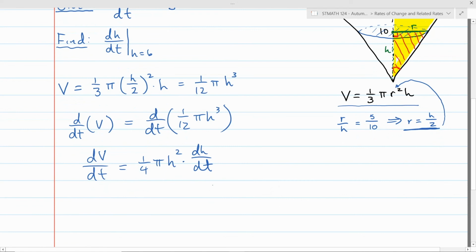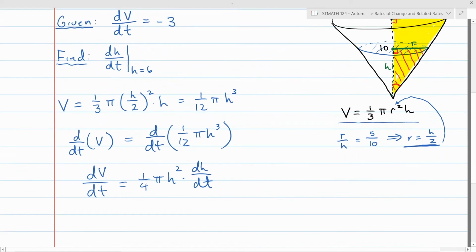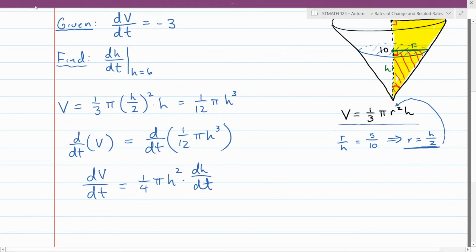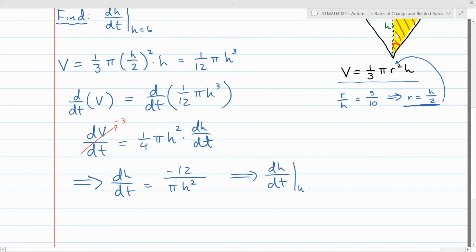Now if you look at what we're trying to find up there, we're trying to find dH/dt at the moment when H is equal to 6. And we were given that dV/dt is always -3, so I can substitute -3 here. When I solve for dH/dt, I get -12, multiplying both sides by 4 and then dividing both sides by pi H squared. That's dH/dt. From there, I can find dH/dt at the moment when H is equal to 6. I just plug 6 into that previous expression and get -12 over pi times 36, or simplifying, -1 over 3 pi.